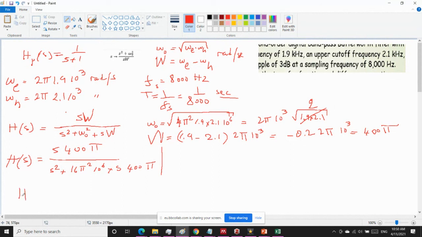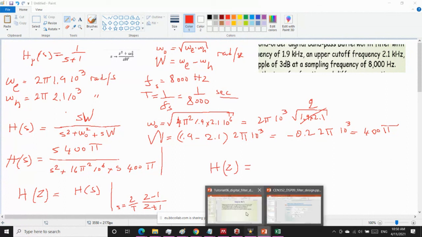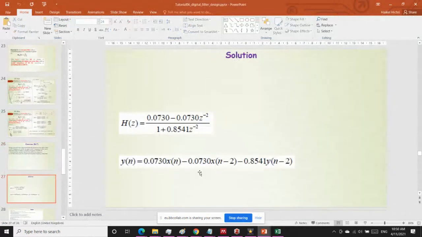So the digital form is going to be this evaluated at, as usual, replacing S with 2 over T times Z minus 1 over Z plus 1. It has a lot of algebra: take this S and put this in its place, and good luck, a lot of algebra. In the end, you write it as H of Z, and after all this calculation it comes out like this. So this is the difference equation.